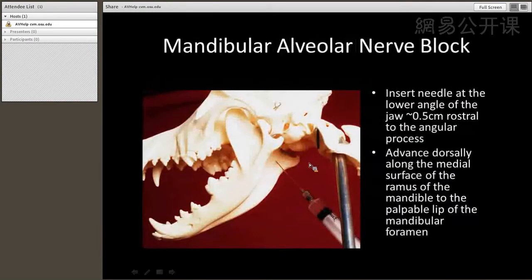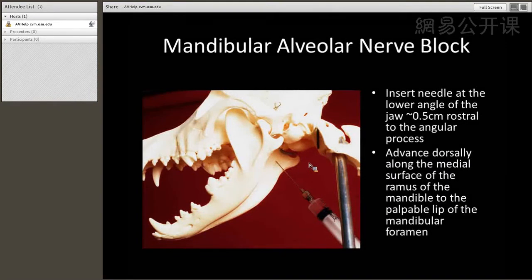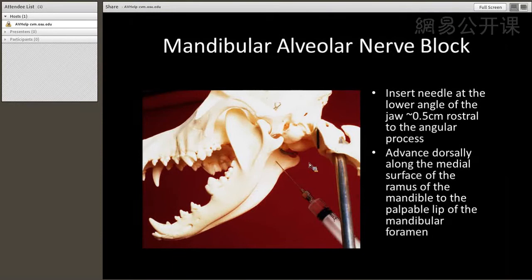To palpate for the mandibular foramen, it's actually going to be located right where the tip of this needle is. In most animals, you can palpate it on the inside of the jaw. In really large animals, or say you have an English bulldog where they have a lot of tissue, that can be a little bit challenging. But you need to advance your needle up the ramus of the mandible in order to block the nerve. And again, you're going to want to make sure that you aspirate back to make sure you're not in a vessel before you inject.